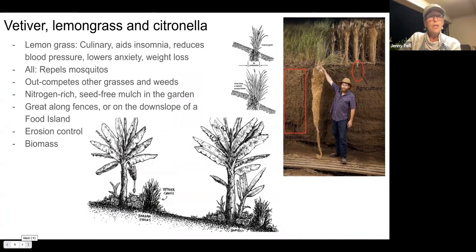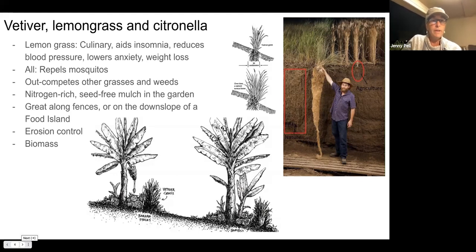So lemongrass is culinary. It aids in insomnia, it reduces blood pressure, lowers anxiety, and it's good for weight loss. I didn't know that. All of these three, citronella, you guys know that one, it's in the same family as vetiver and lemongrass. And you all probably recognize that name as a mosquito repellent. They totally outcompete other grasses and weeds. They're nitrogen rich. You can throw them as mulch in the garden.